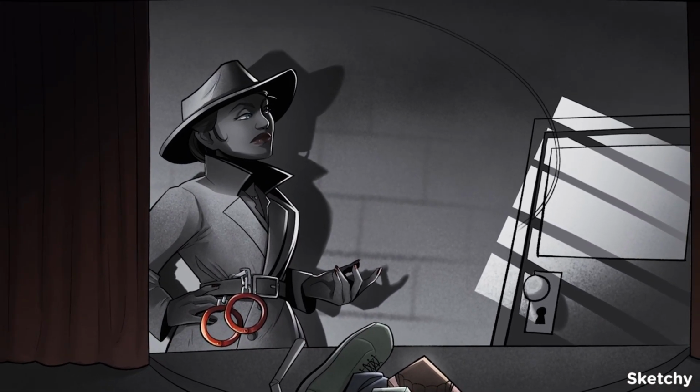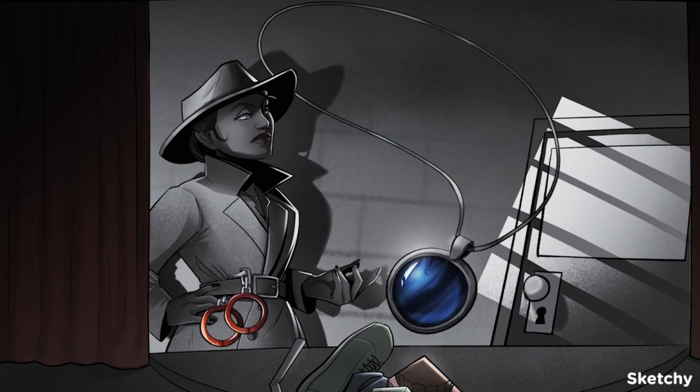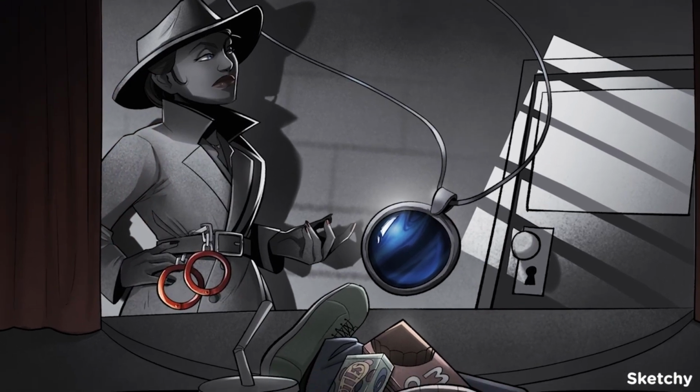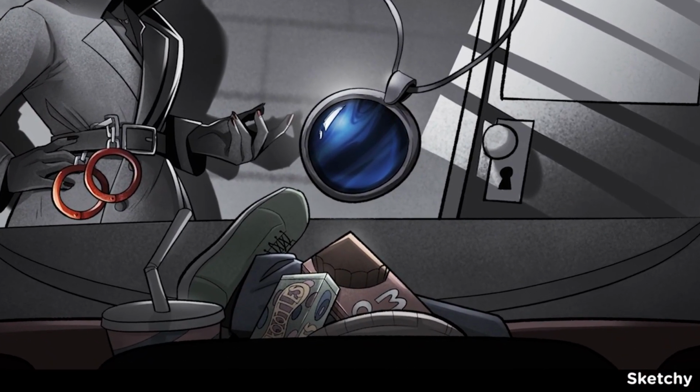To help you remember that Neisseria is also oxidase positive, take a look at this blue onyx pendant. These blue onyx rings and necklaces are our recurring symbol for oxidase positive. Okay, here are some important growth characteristics you should know about.